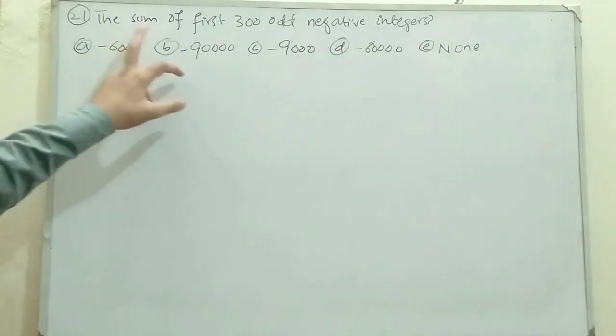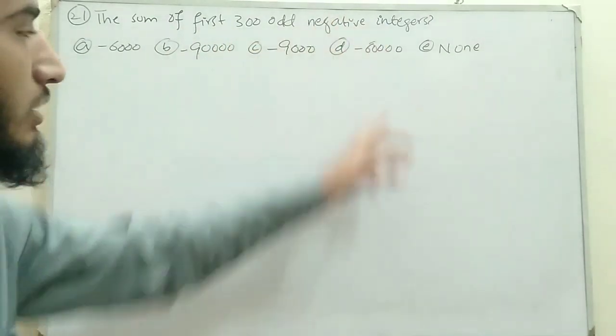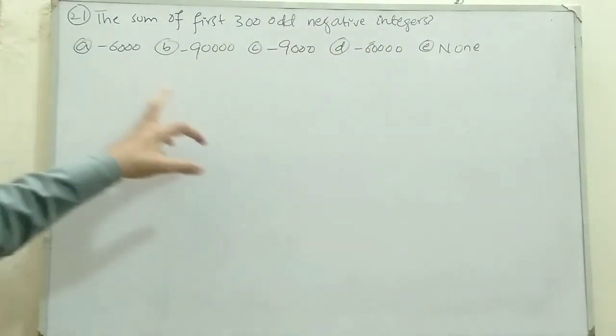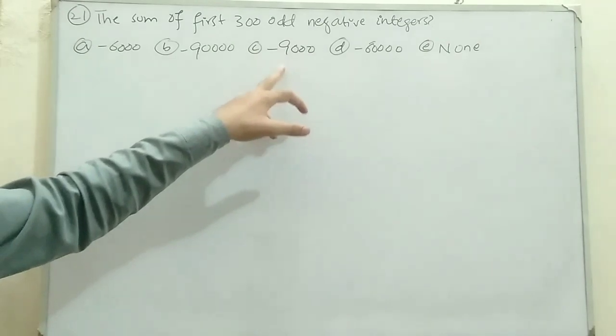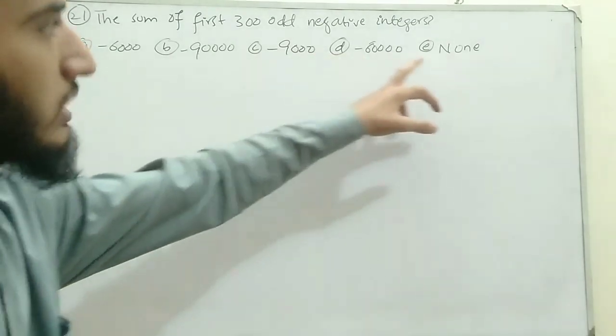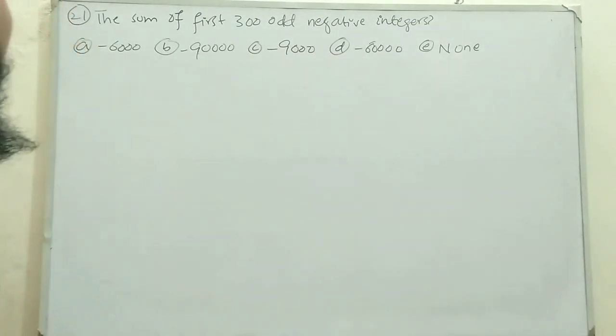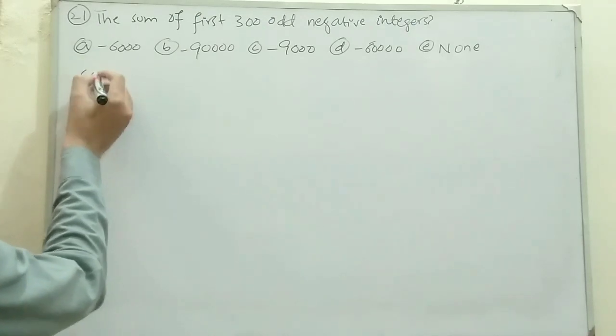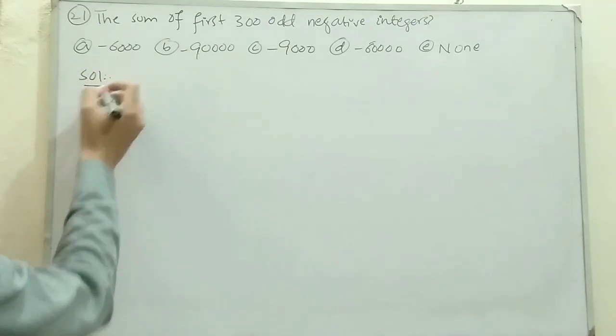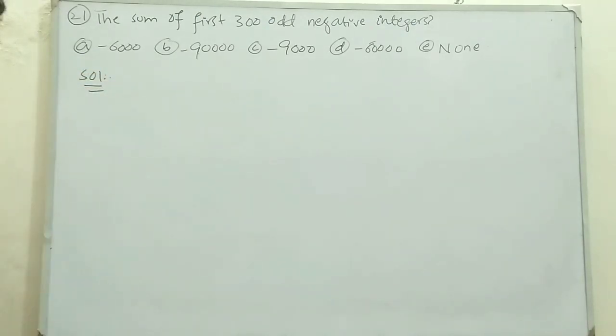It tells that the sum of the first 300 odd negative integers is: minus 6,000, minus 90,000, minus 9,000, minus 60,000, and the last option is none. Move towards the solution of this problem. This problem is related to arithmetic sequences. So the sum of the first 300 negative odd integers.